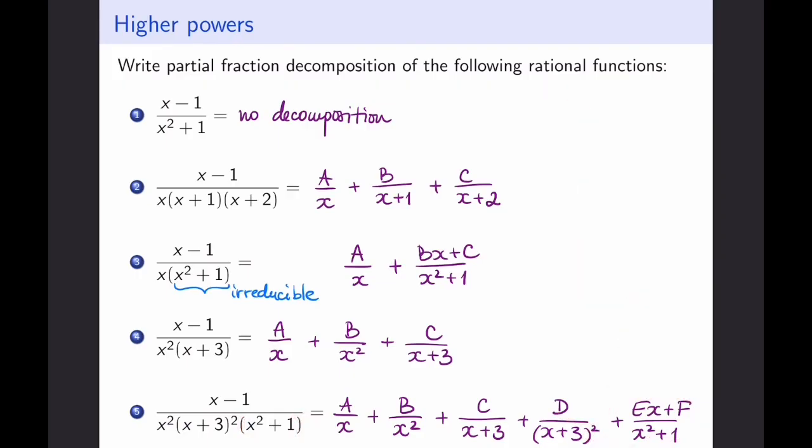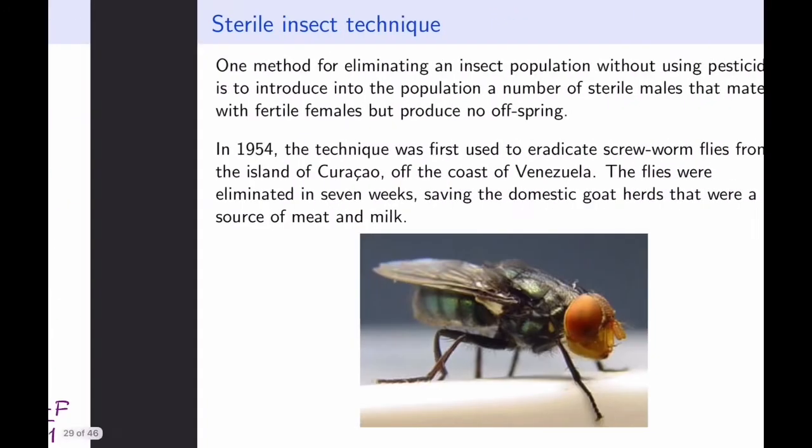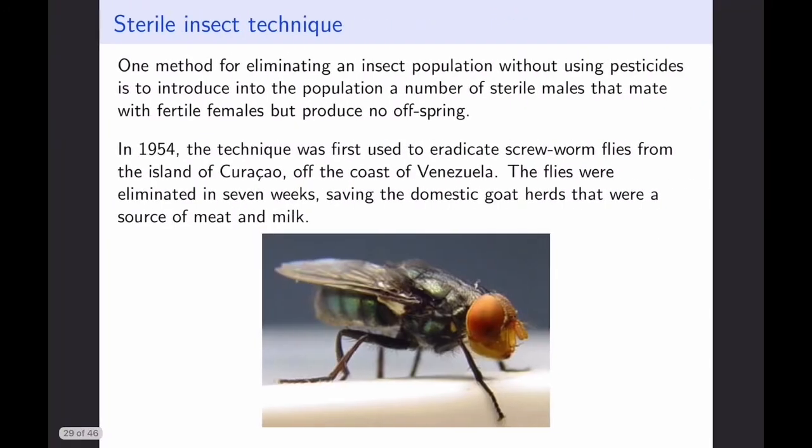As I mentioned, this step of setting up what the partial decomposition looks like is likely the hardest of the entire process, and therefore something to be practiced separately. Next, we're going to take a look at a really interesting application of partial decompositions in nature. We're going to talk about sterile insect technique.